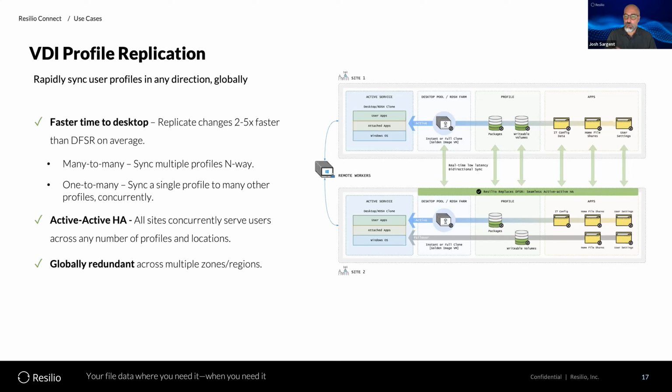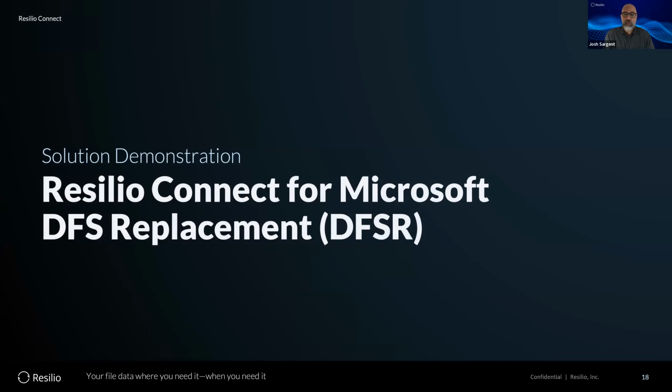And using Resilio Connect to swarm these profile containers to all your locations ensures that the data gets there as quickly as possible. It's ready and waiting, and time to desktop is drastically reduced. We've been really successful with this with several customers. So I talked a lot, so I want to stop talking and just transition it over to James to give you a little demonstration and show you how quick and easy this is to get up and going and replace DFSR with Resilio Connect in your environment. So James?